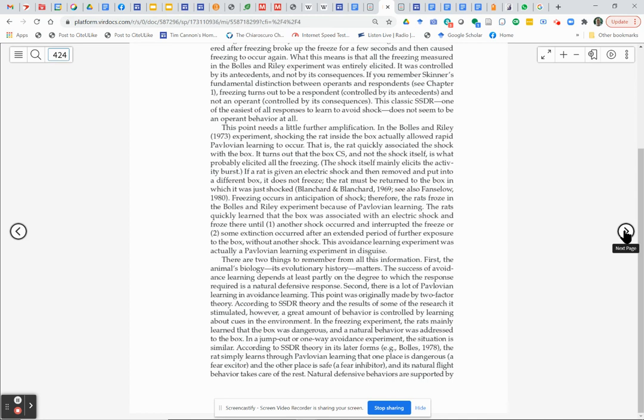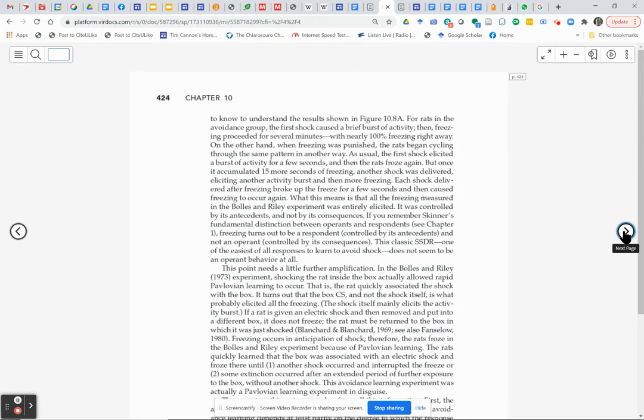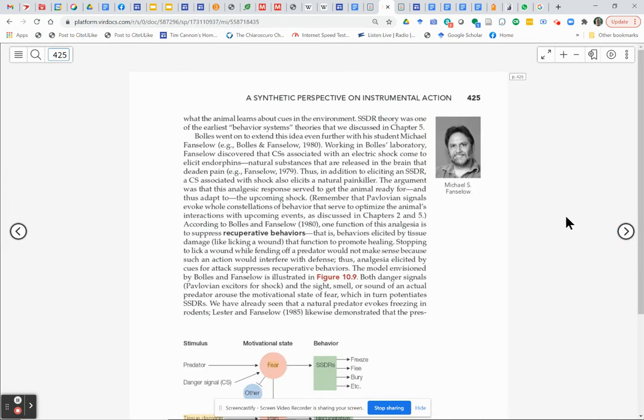Pavlovian conditioning, SSDRs. Bowles, Fanslow, and I did research on fear, sort of overlapping. As we'll see, there's some research I've done. And evolutionary history, SSDR, freezing, and you learn fear and you do what you do in fear. And one thing you tend to do in fear is freeze. And there's Michael Fanslow. Do not call him Mike.